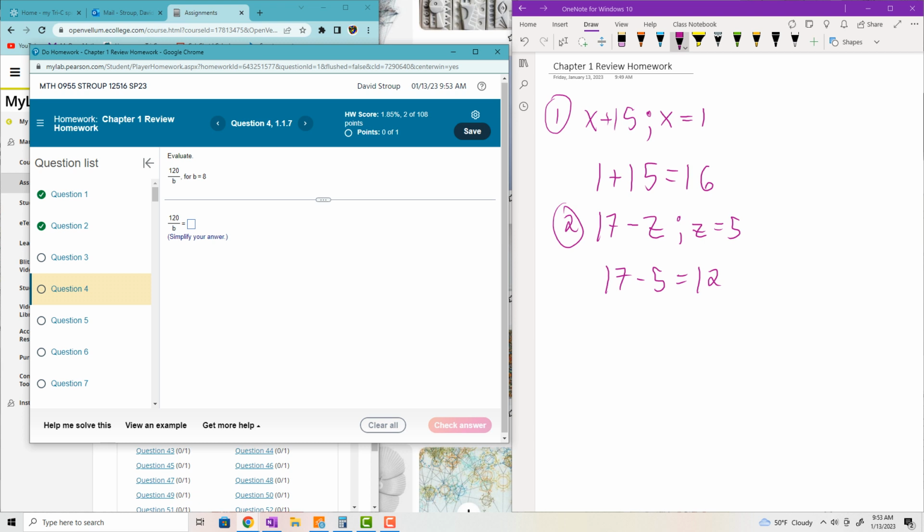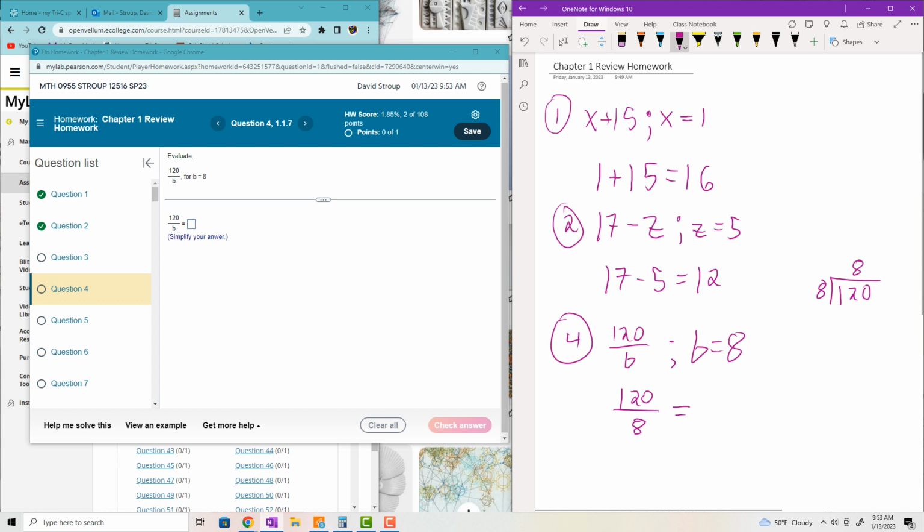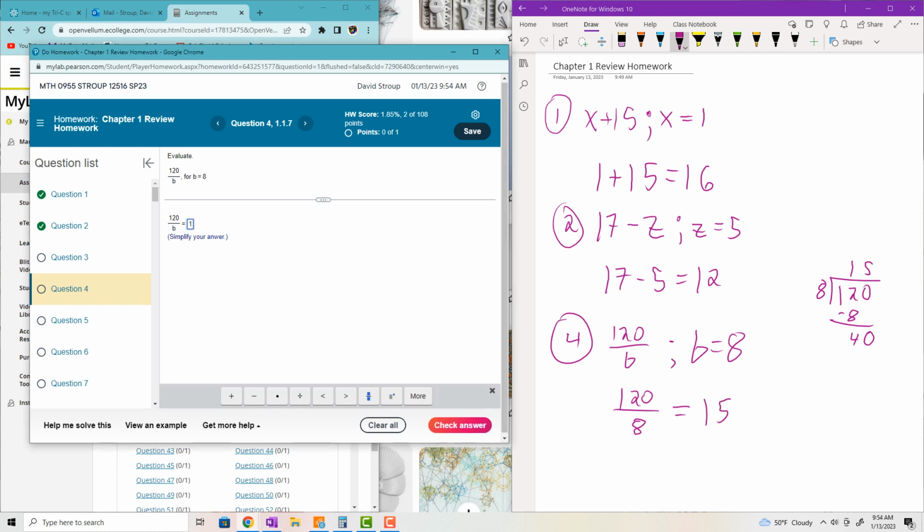Let's look at this guy, right? So it's number 4. They have 120 all over b, and they want you to plug in b equals 8. So where we see b, you're going to put in 8, and then we want to simplify this. Let's do a little bit of arithmetic here. So I'm going to divide 120 by 8. So 8 goes into 12 one time. So you have 8 here, that will be subtracting, you'll get 4, bring down the next number, so 0, and then it will be 5. So this will equal 15. There's a lot of work with fractions.